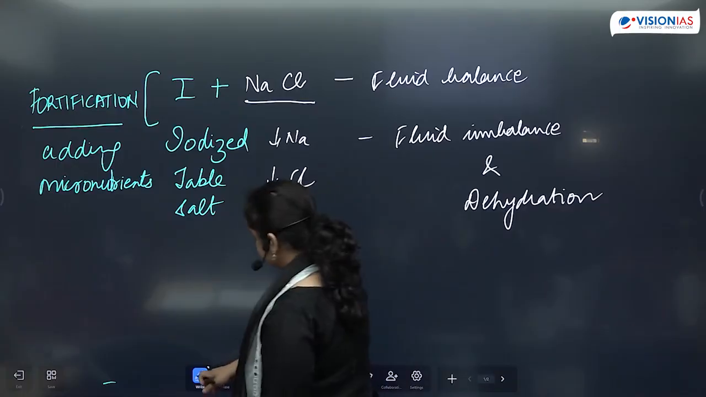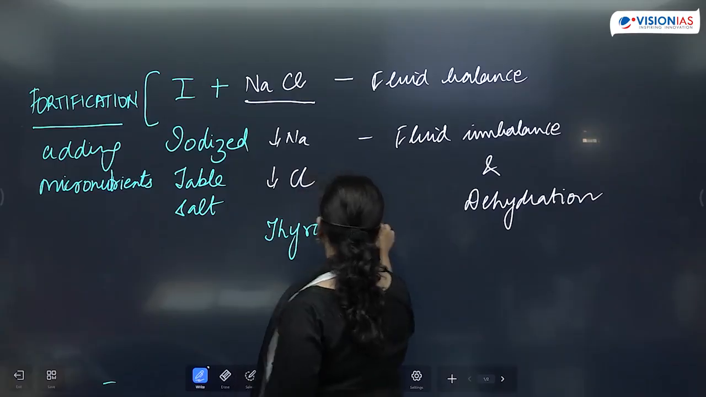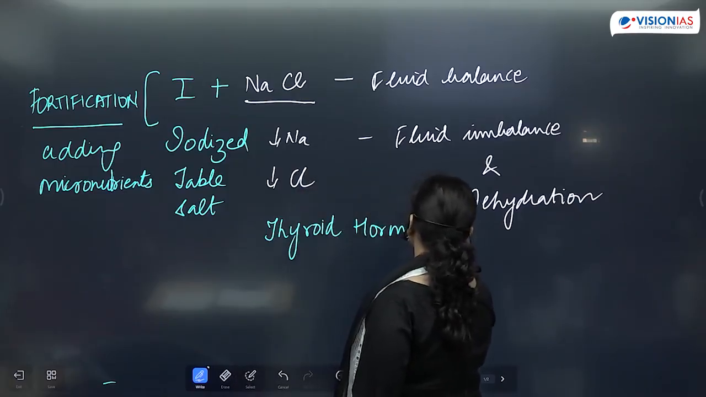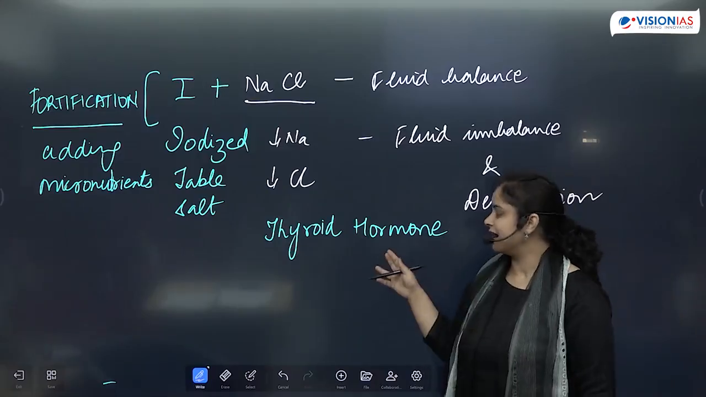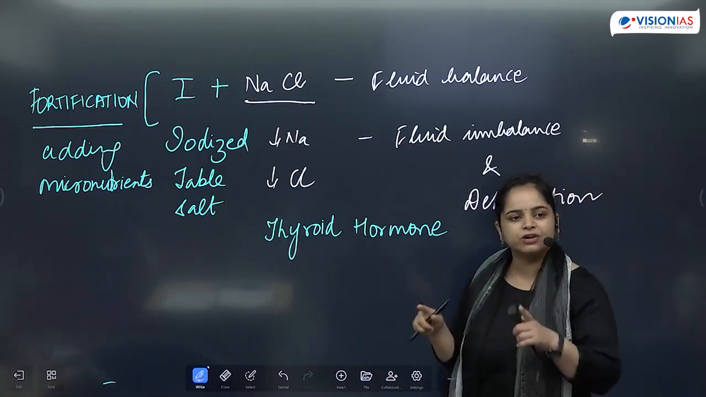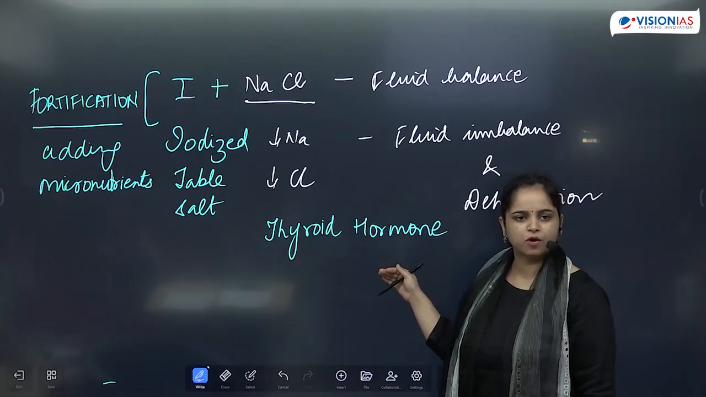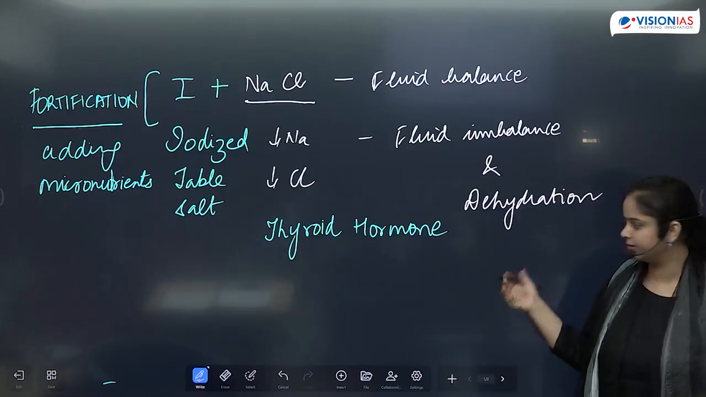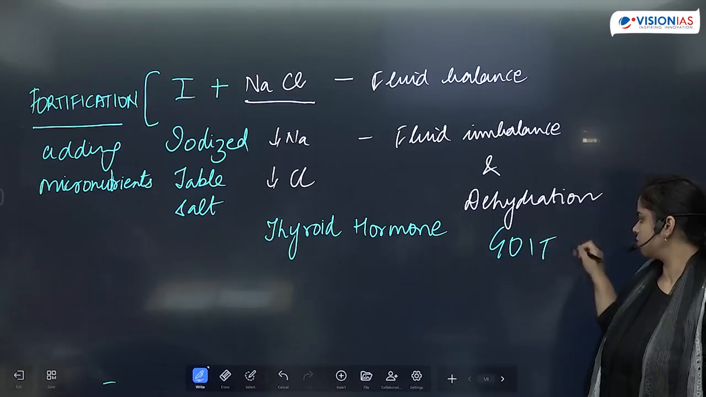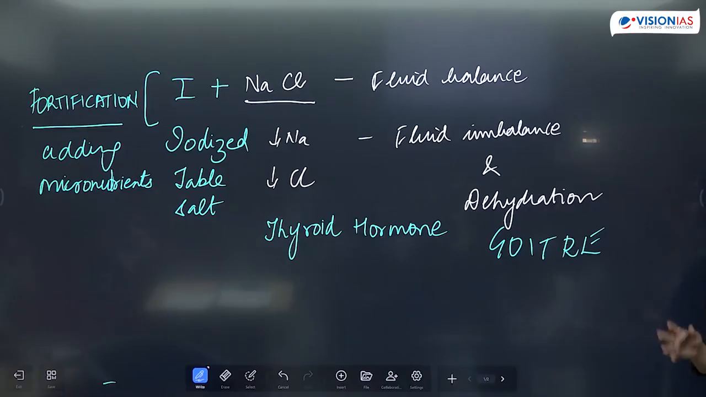What this iodine does is, it is involved in the thyroid hormone structure. This thyroid hormone contains iodine within its structure. So if iodine is low, this hormone will not be formed properly, and the whole functioning of the thyroid gland is going to be impaired. And you have a disease called goiter. And that's what makes this a very significant mineral to be in our diet.